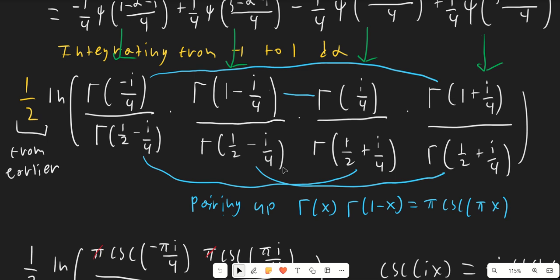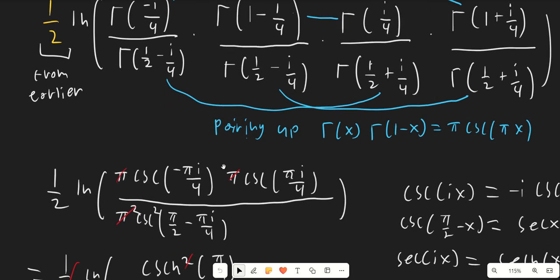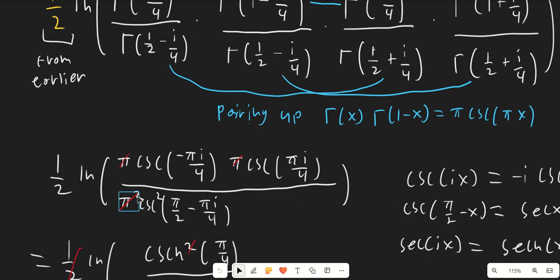So, we just go ahead and pair up all of these gamma functions in a very specific way. So, we want to apply this formula, gamma of x times gamma of 1 minus x equals pi cosecant of pi x. So, we're going to pair up all the terms which are x and 1 minus x. So, that's going to be this term right here with this term over here, this term right here with this term over here, this term, and then this term and this term. And when we go ahead and do that, we get a lot of pi cosecant pi x's. So we get 1 half natural log of pi cosecant negative pi i over 4 times pi cosecant pi over 4 over pi squared cosecant squared of pi over 2 minus pi over 4.